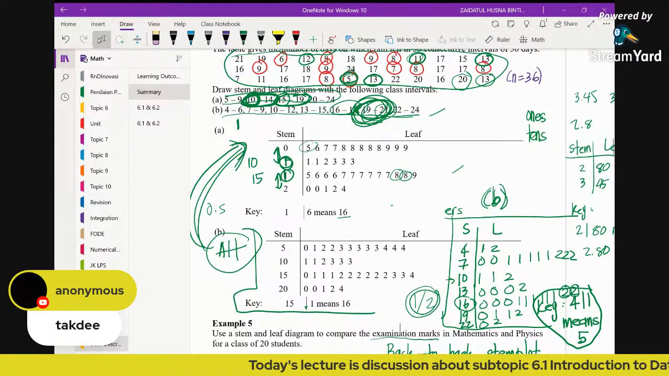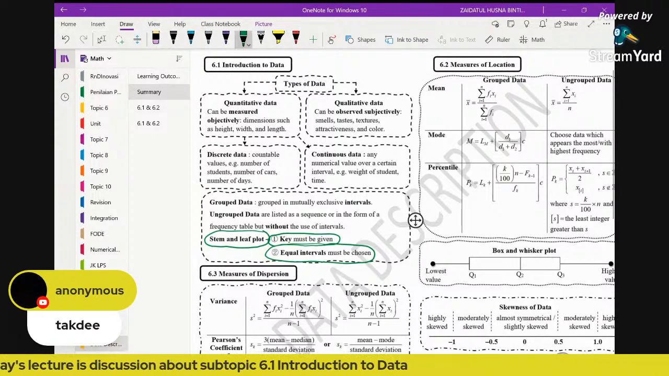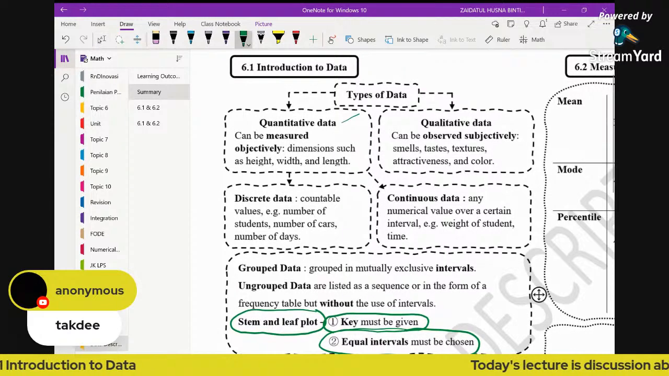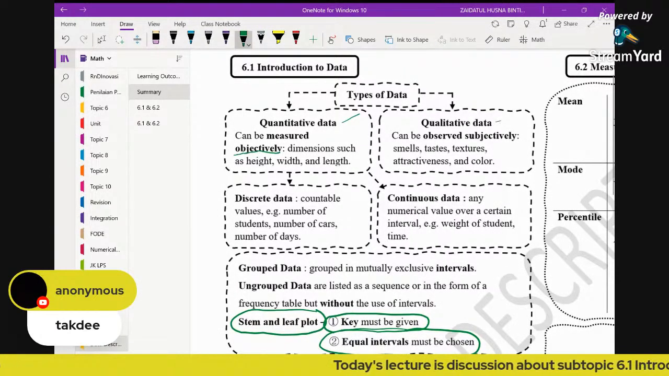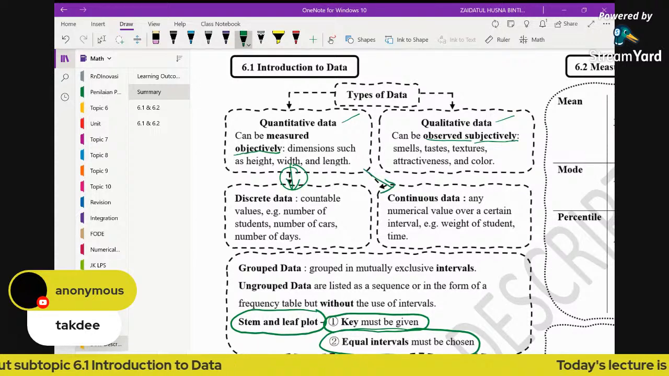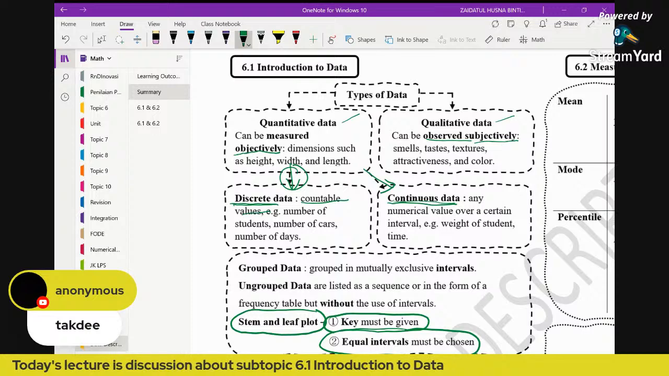So let's go through the summary. This is all basically about 6.1 that we discussed just now. Again, quantitative data can be measured objectively. Qualitative data can be observed subjectively. Quantitative data can be categorized into two different types: one is discrete, one is continuous. Discrete is when you have countable values. For continuous data, there are non-countable values, for example weight, interval, and so on.